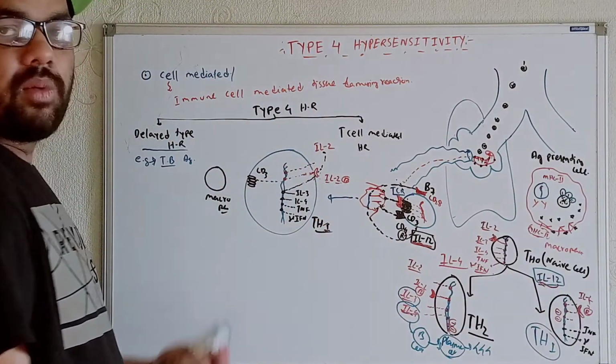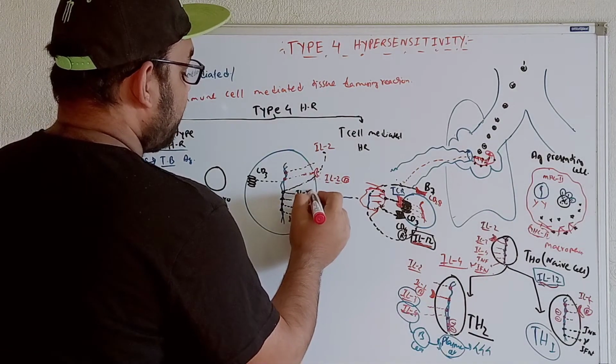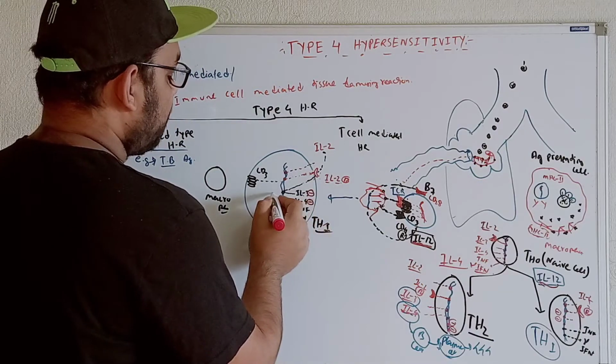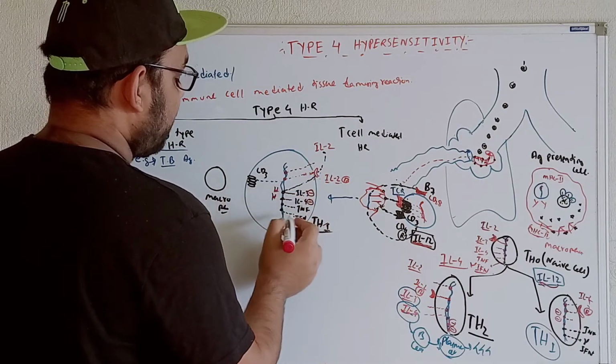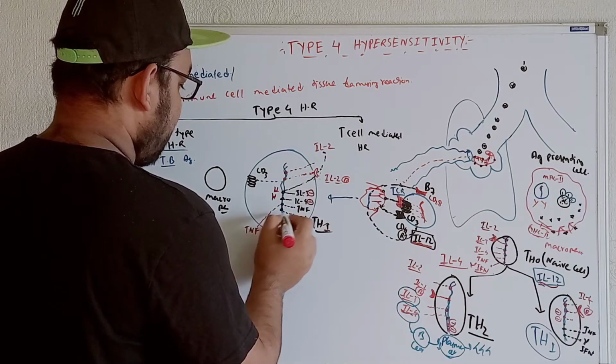Now in these cases, what? These two genes, that means the genes responsible for the production of interleukin 4 and interleukin 5, will be inhibited. Rather, we will get the production of what? Tumor necrosis factor and gamma interferon.